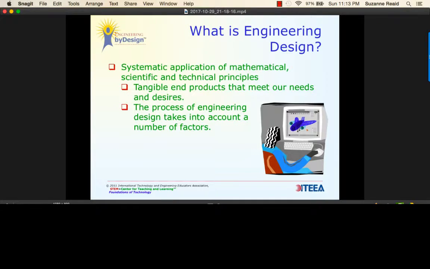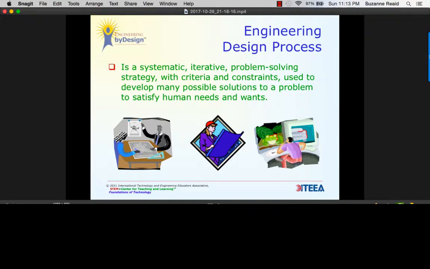What is engineering design? It is a systematic application of mathematical, scientific, and technical principles. The engineering design process is systematic and iterative, which means it is performed over and over again until you solve the problem. It has criteria and constraints which you consider at the beginning, during, and the end of your process. It's used to develop many possible solutions to a problem to satisfy human needs and wants.